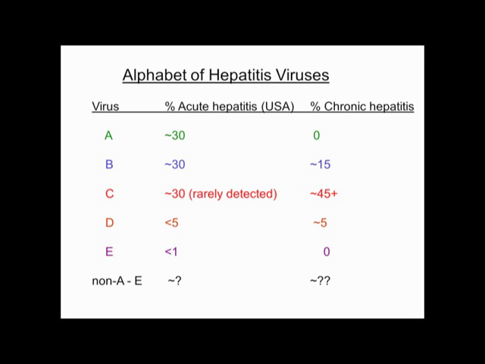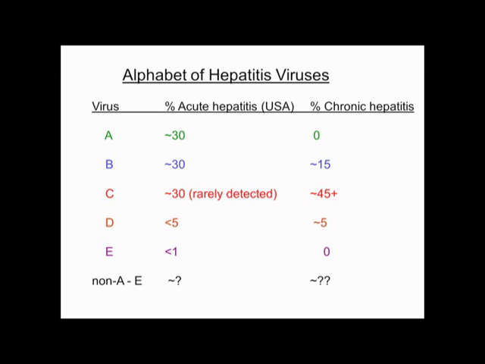So the alphabet of viruses: A accounts for about 30% of acute hepatitis in the United States. It never causes chronic disease. There's a prize among hepatologists for who first identifies a chronic hepatitis A patient. It's never been claimed. B is about 30% of acute hepatitis, and accounts for about 15% of chronic hepatitis.